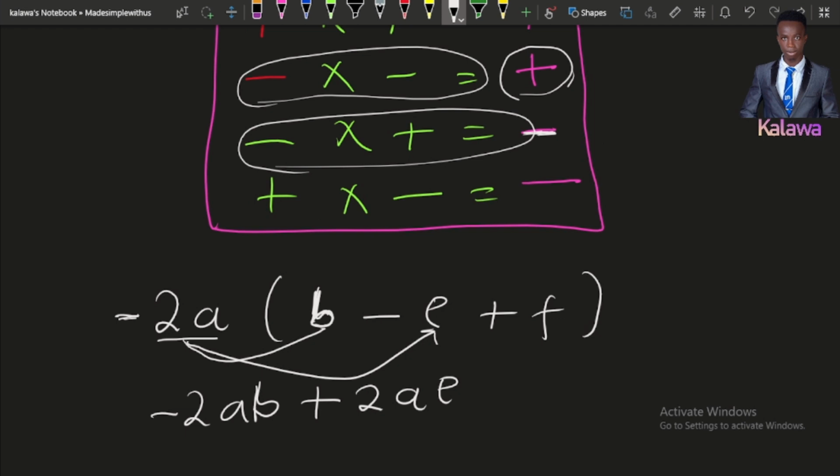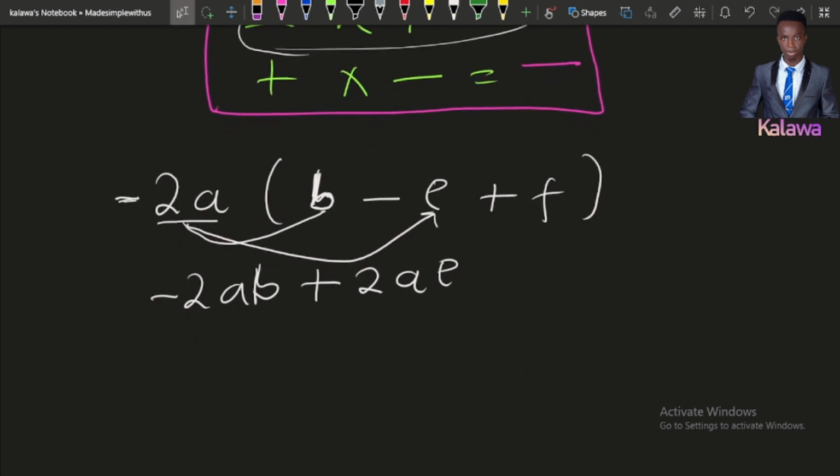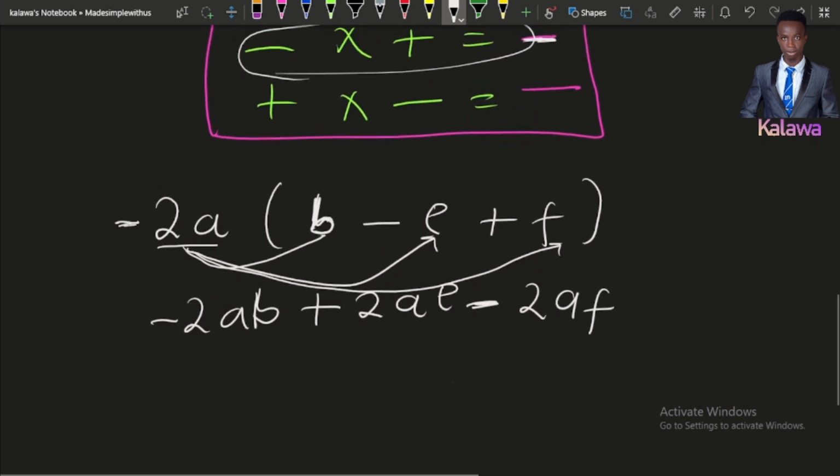So remember, I'm going with you back so you can remember. And also we have another term here, which is f. So we do the same thing again. Minus 2a, we multiply it to positive f. So minus times plus, this will give us minus again. This will be minus 2af.